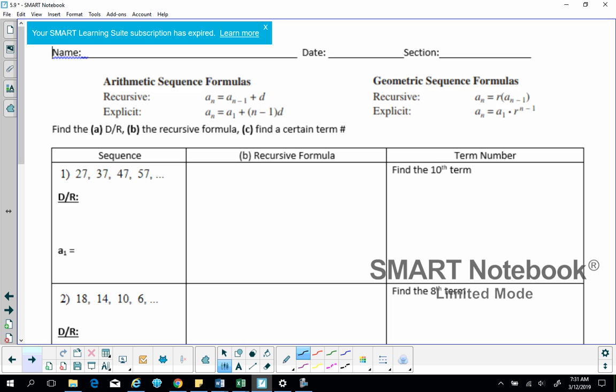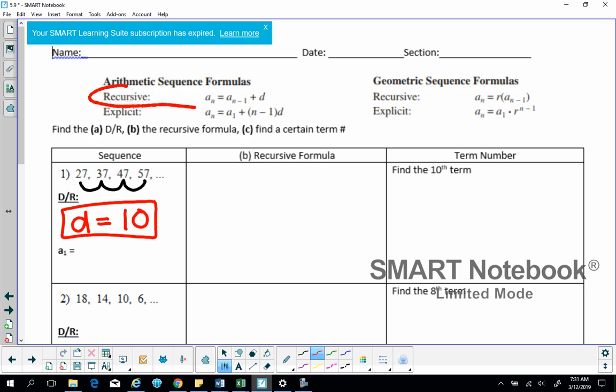First, we're going to find, okay, these are all, what's happening here? If it's going from 27 to 37 to 47, what's it doing? Adding what? 10. So I know it's going to be a difference, D equals 10. You don't need to worry about the A1 right now because that doesn't matter in my recursive formula. These are what's on your formula sheet. So I kind of just screenshotted it right from your formula sheet. And so we're only dealing with this one right now, recursive arithmetic.